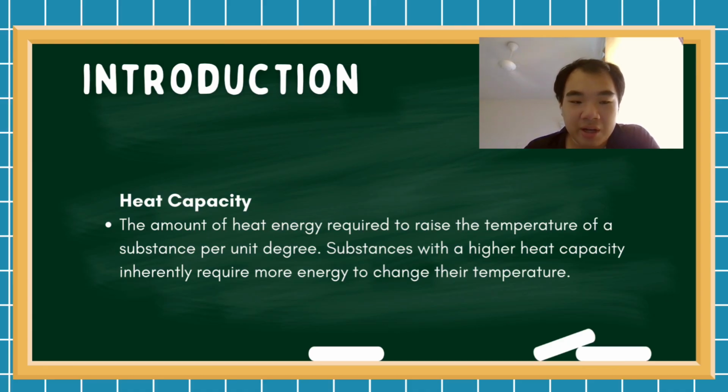For the introduction part, what is heat capacity? Heat capacity is the amount of heat energy required to raise the temperature of a substance per unit degree. So a substance with a higher heat capacity inherently requires more energy to change its temperature.